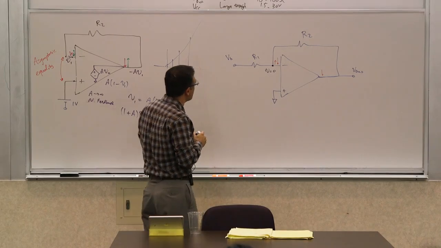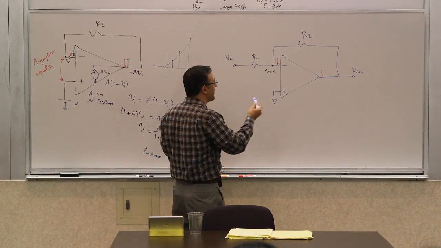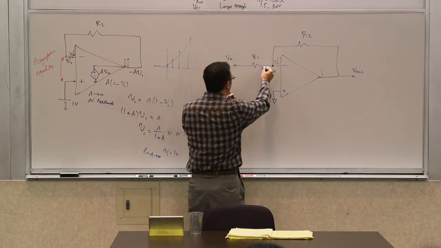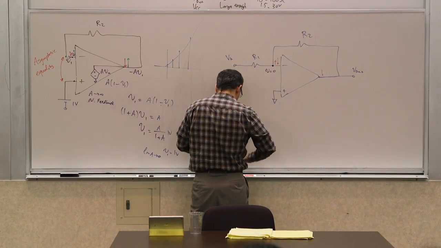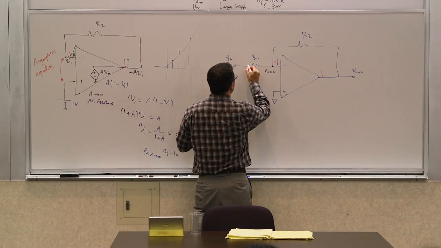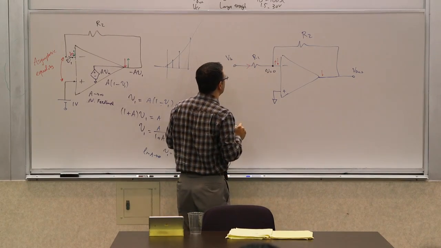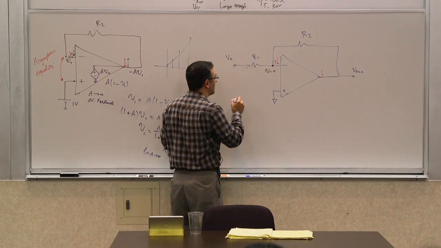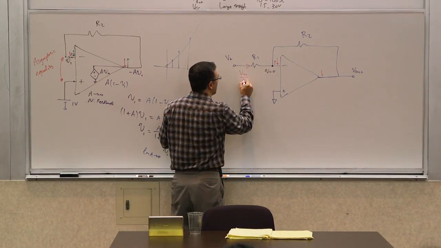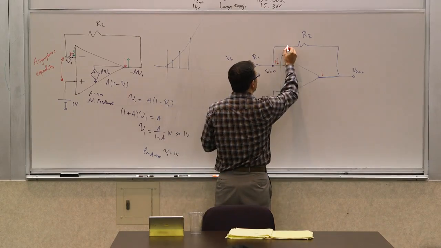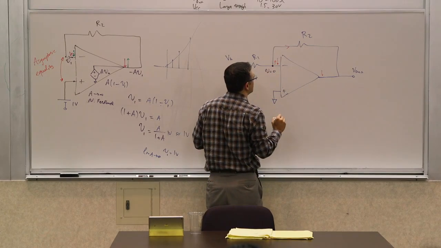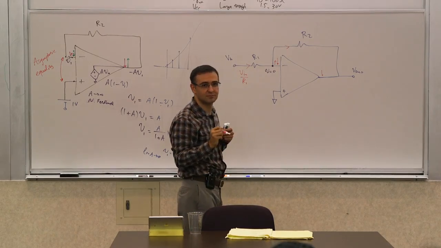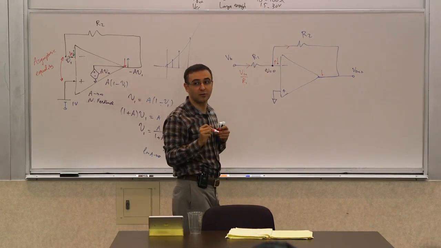Now, okay, so if that voltage is 0, let's find out the relationship between V in and V out. It's very simple. How do we do that? Well, what is this current in terms of V in and R1? V in over R1, right? What is this current in terms of V out and R2? V out over R1?